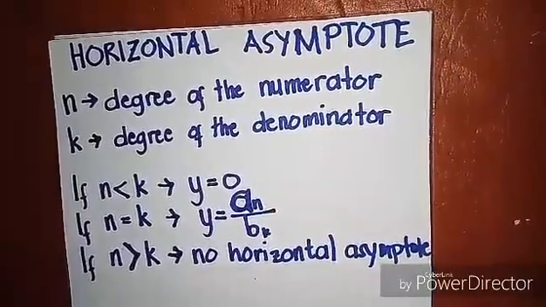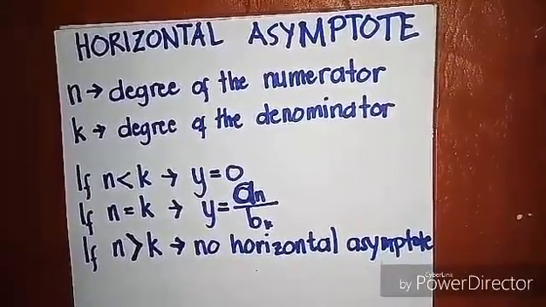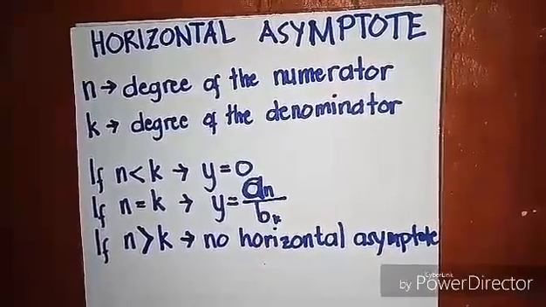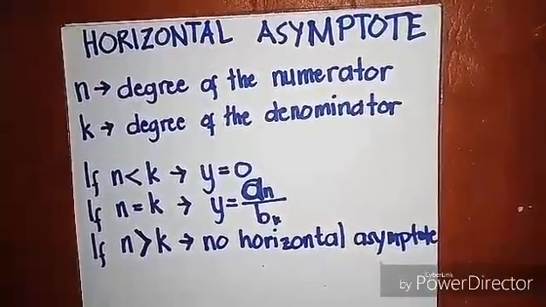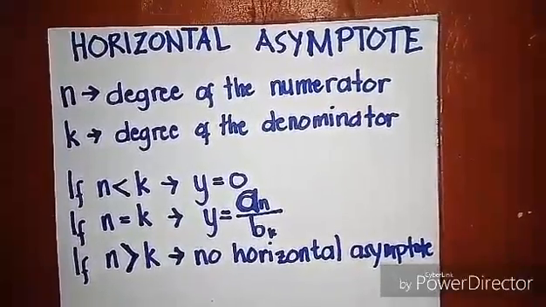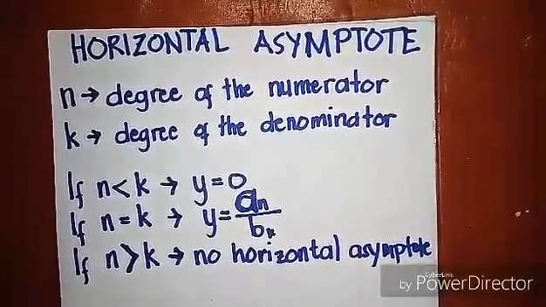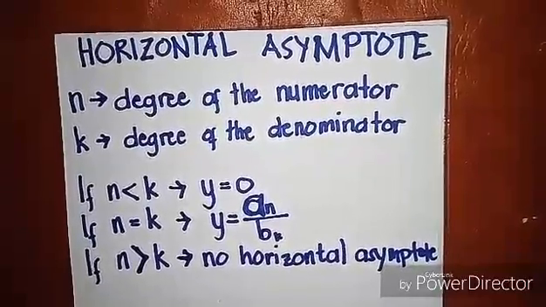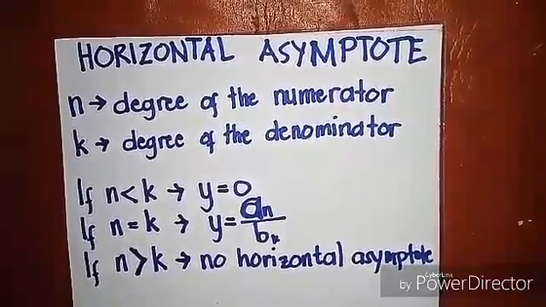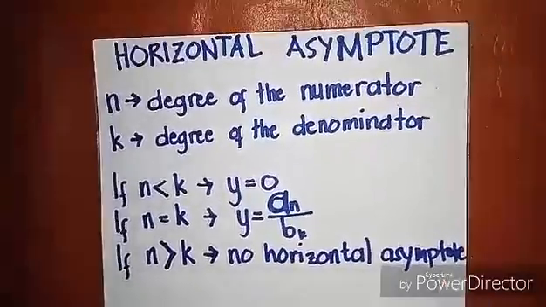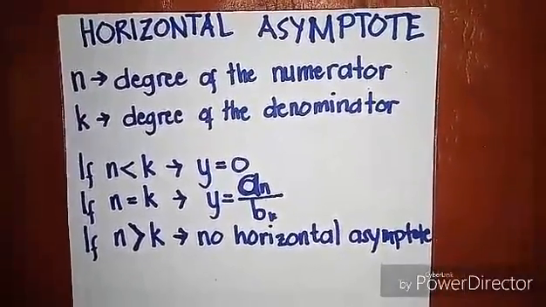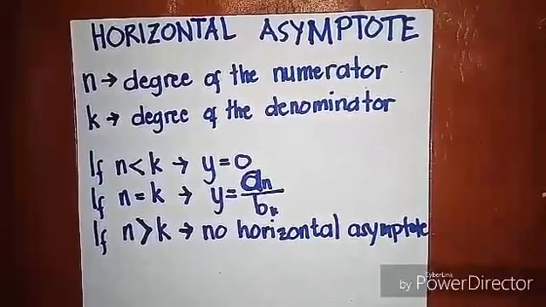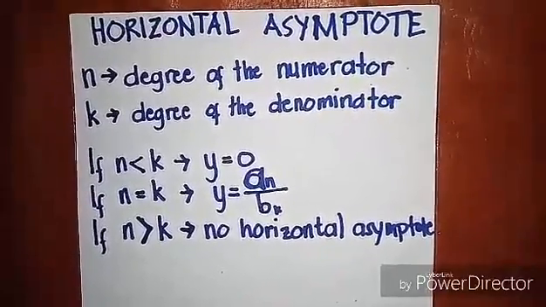Horizontal asymptote. Note that n is the degree of the numerator, while k is the degree of the denominator. If n is less than k, the horizontal asymptote is y equals 0. If n equals k, the horizontal asymptote is y equals a over b, the ratio of the leading coefficients. If n is greater than k, there is no horizontal asymptote.